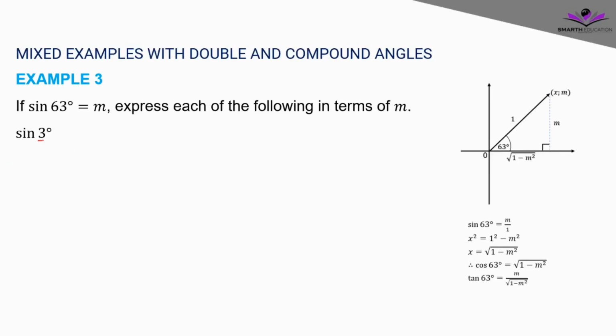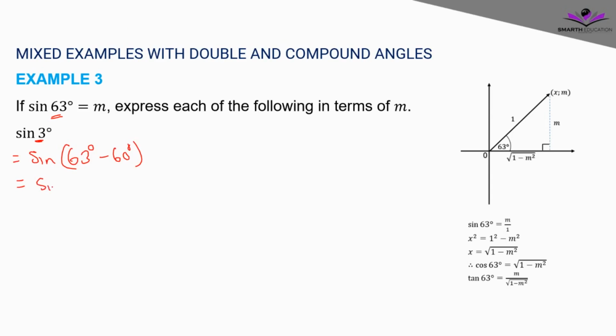What about sin 3? Sin 3. Again, we can use a special angle here. 63 minus 60 will give us 3. So we can bring the special angle here. This is going to be sin(63 degrees minus 60 degrees), which is sin 3.